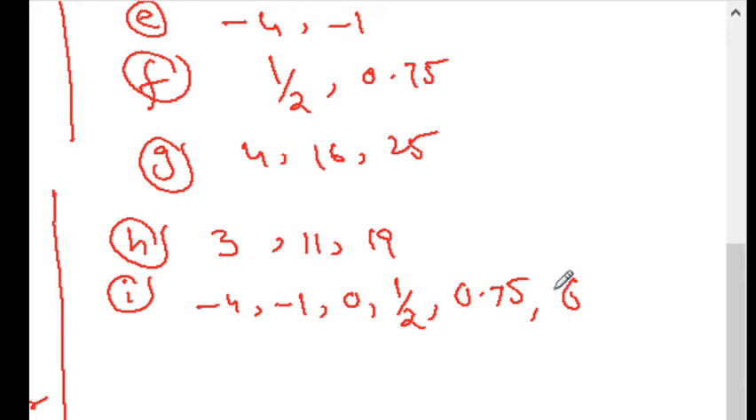Now 11 is prime, 3 is prime, 19 is prime, 16 is square, 4 is square, 25 is square. That's why we don't write them. This is question number 1. Now let's go to question number 2.